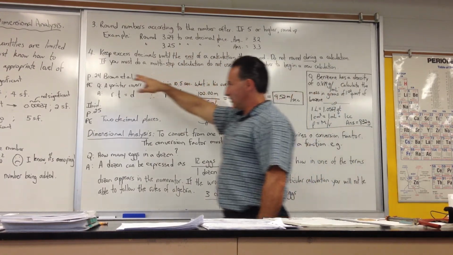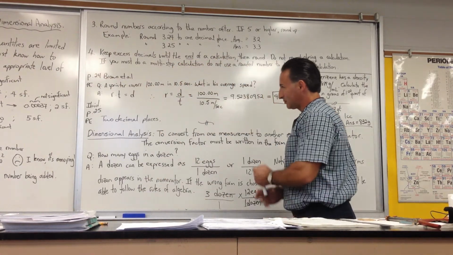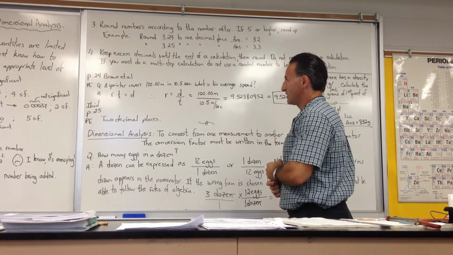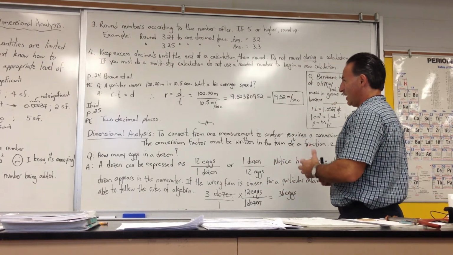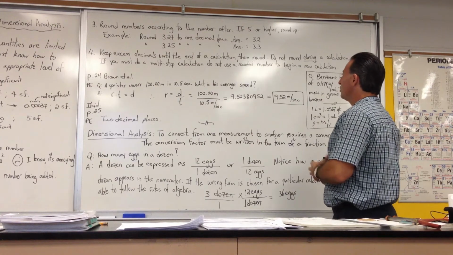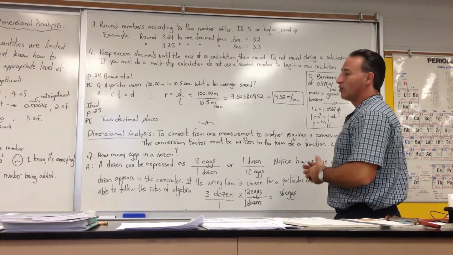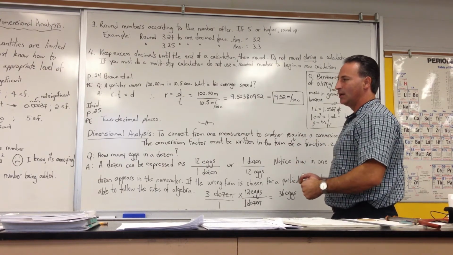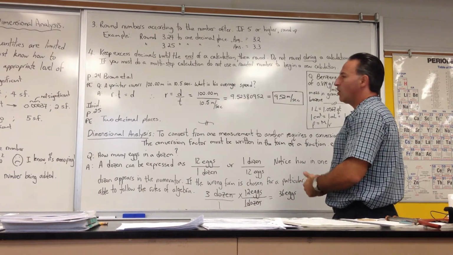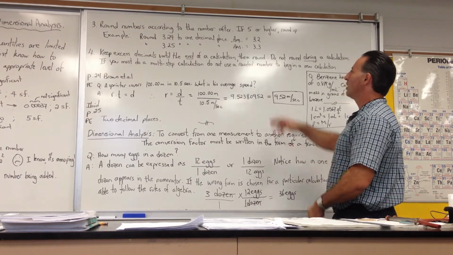And the last rule, and one that is perhaps the easiest to forget, is to keep excess decimals until the end of a calculation, then round at the very end when you report your answer. Do not round during a calculation, because if you do a multi-step calculation, you're going to introduce rounding error. If you round each time you get an answer, at the end you're going to get the wrong answer. So always, whenever you start a new calculation, you restart the calculation with your unrounded number.